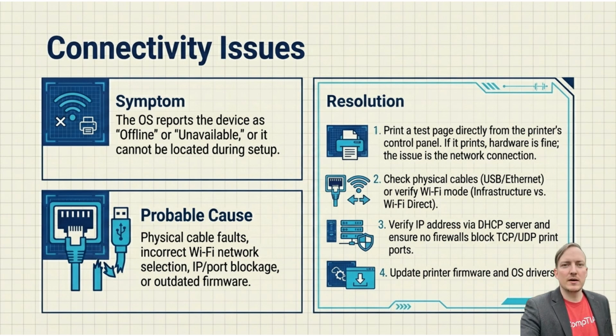The OS reports the device as offline or unavailable, or it can't be located during setup. The probable cause could be physical cable faults, incorrect Wi-Fi network selection, IP port blockages, or outdated firmware. First, print a test page directly from the printer's control panel. If it prints, the hardware is fine, and the issue is the network connection. Check your physical USB or Ethernet cables, verify the Wi-Fi mode, check the IP address via the DHCP server, ensure firewalls aren't blocking TCP UDP print ports, and update your firmware and drivers.